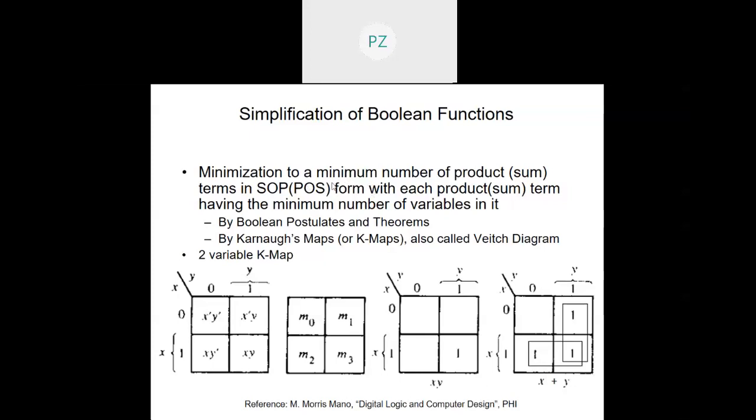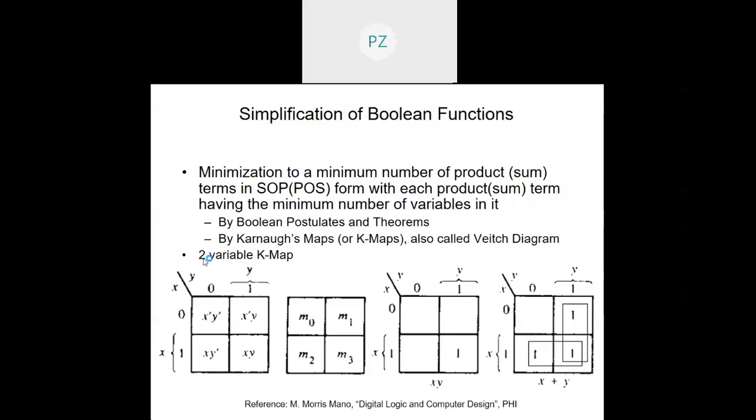Now this minimization can either be done using the Boolean postulates and theorems that we have seen in the previous lectures, or by Carnot's maps, or in short that is called K-maps. That is also called Veitch diagram. So let us start discussing about the Carnot's maps.